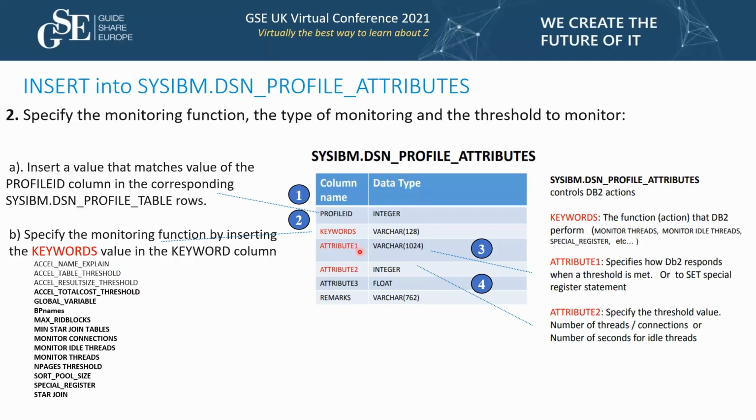And then step number 3, specify an attribute, attribute 1. Attribute 1 specifies how Db2 will respond when a threshold for the keyword we selected is reached. So if we specify, for example, that we want to monitor threads, we can specify in attribute 2 the trigger value, how many threads, after which this profile will be triggered. But we will go deeper in the next slide to show you an example. But before moving to the example, let me focus on the attribute 1 column, because this is the key of the profile.